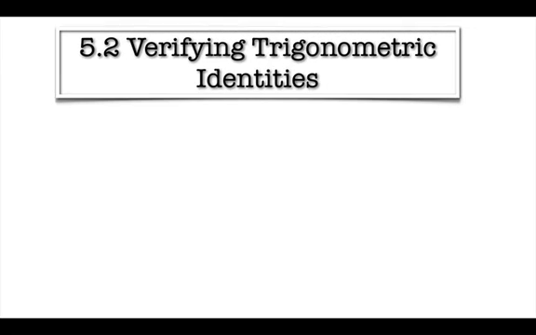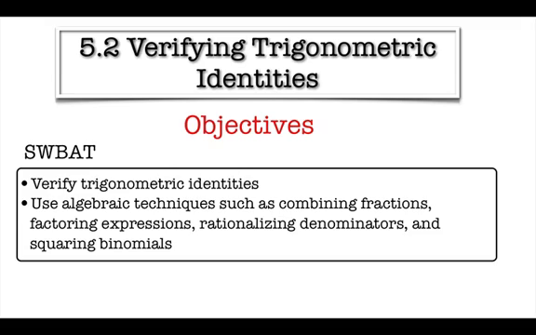Section 5.2, verifying trigonometric identities. These are the objectives. You can pause to read them, but I'm going on to the next slide.